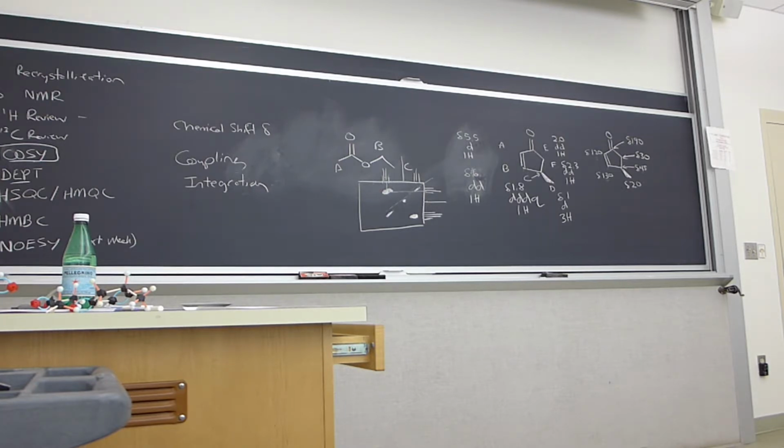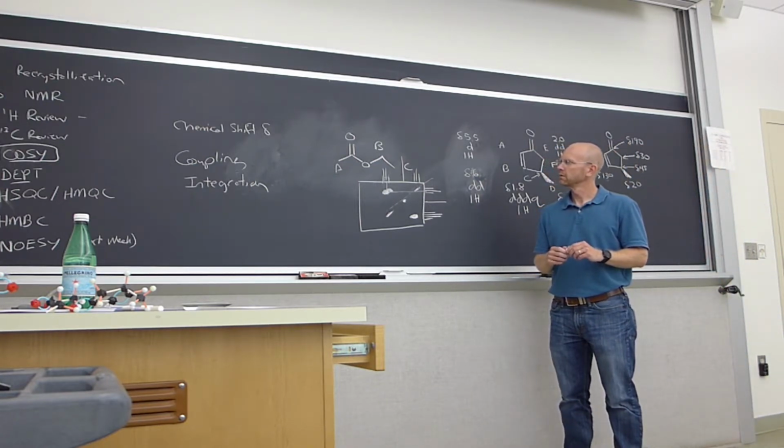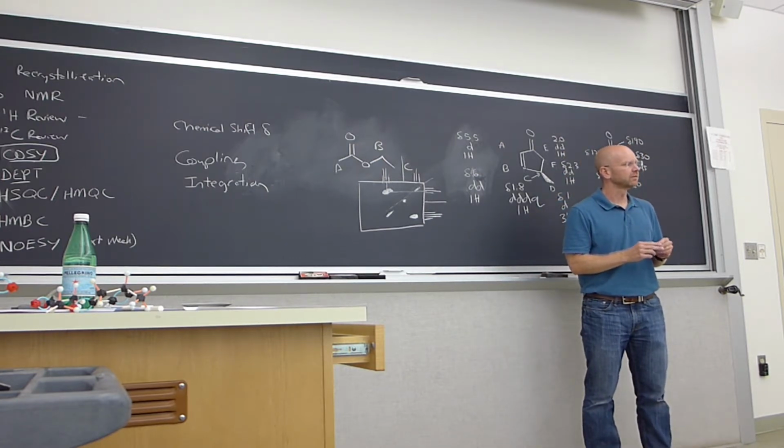So who has the Moodle page up? Peyton already has it up. Peyton, will you read to us what a DEPT tells us? A DEPT, D-E-P-T, shows how many protons are attached to each carbon, in combination with 13C NMR. Yeah, it's an attached proton test. How do we interpret it? If a carbon has 3 or 1 protons attached, the peak will be positive. If a carbon has 2 protons attached, the peak will be negative. And if a carbon has no protons attached, the signal will not be visible. Sorry, that's a typo.